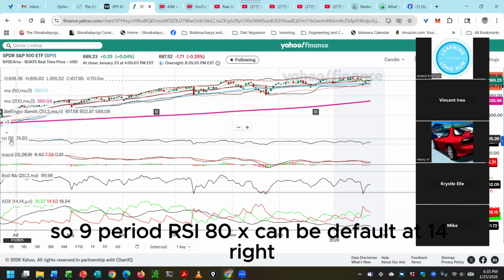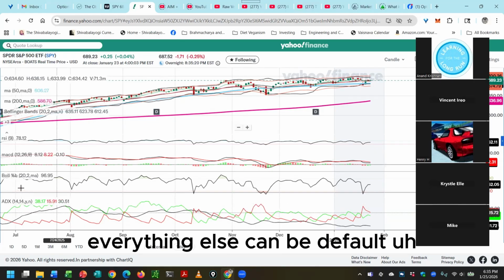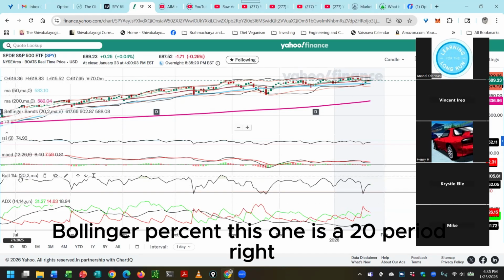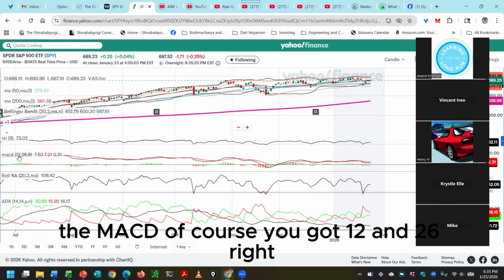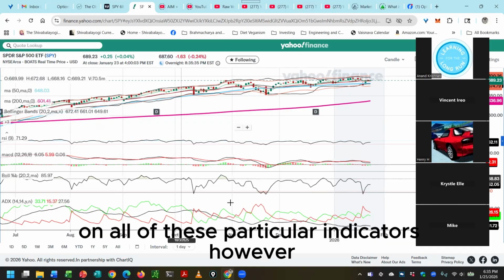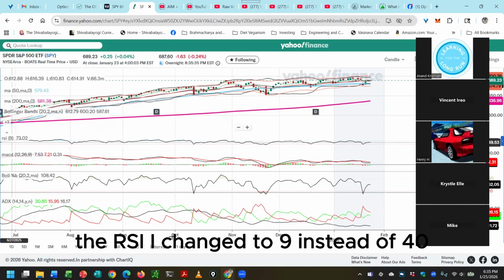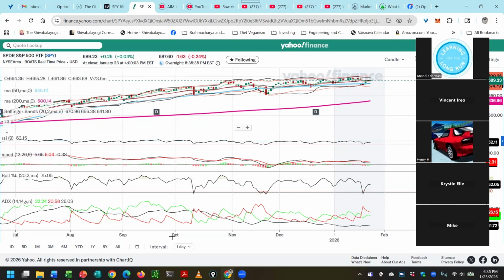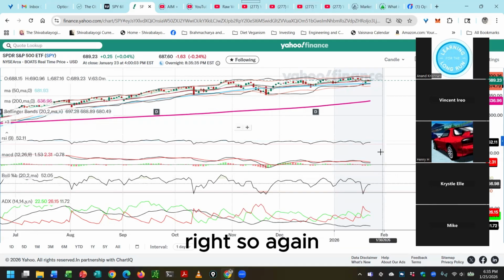So 9-period RSI, ADX can be default at 14. Everything else can be default. Bollinger percent, this one is a 20-period. The MACD, of course, you've got 12 and 26. These are all default settings on all of these particular indicators. However, the RSI I changed to 9 instead of 14, right?